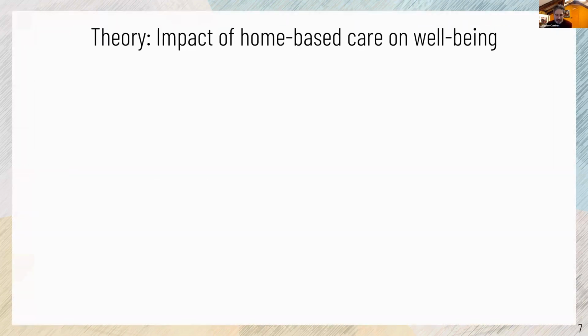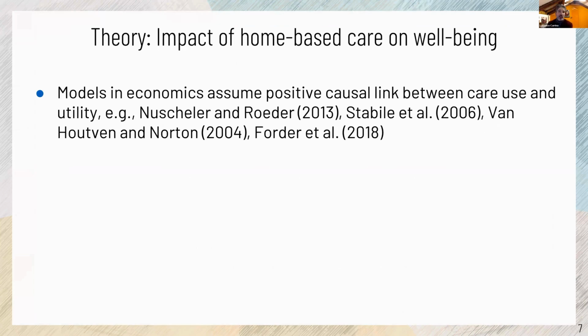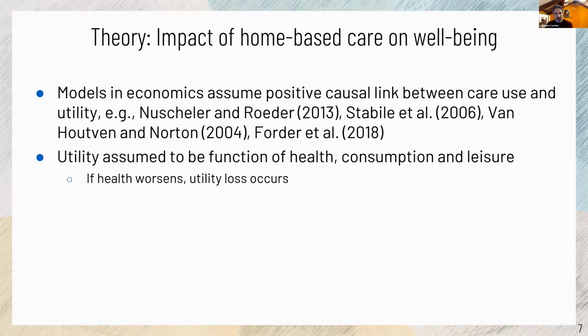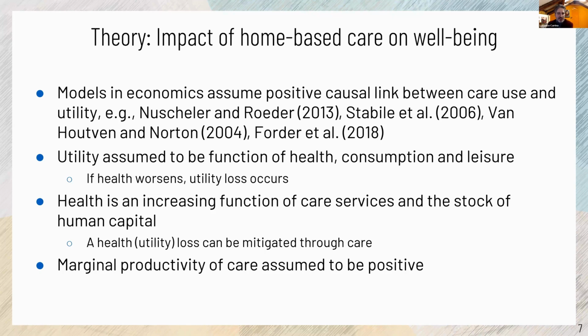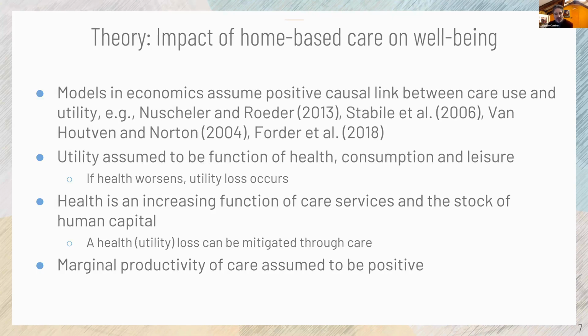Now, what's the theory behind our research question? Actually, in economics, the models of utility, for example, assume a positive causal link between receiving care and utility through different channels. And there is a strong literature on this, but it's almost taken for granted that utility is a function of health, consumption, and leisure. If health worsens, utility loss occurs, and receiving care is something that improves health. So the marginal productivity of care is assumed to be positive.